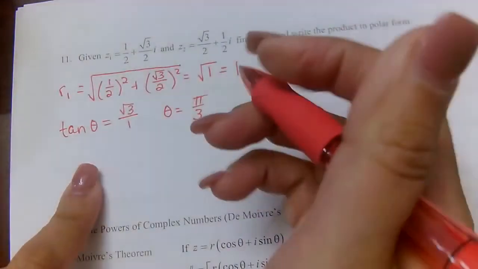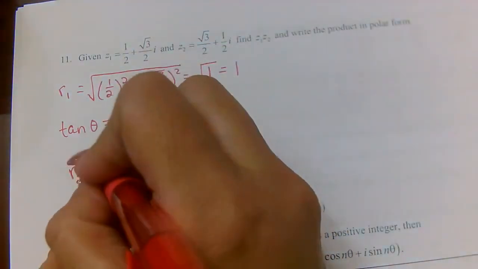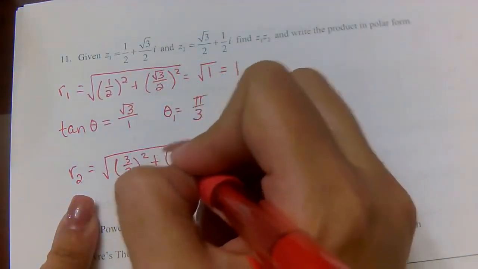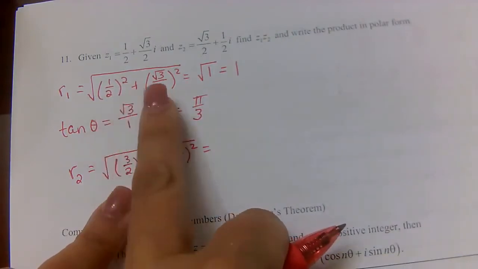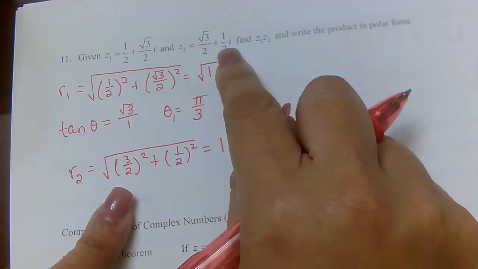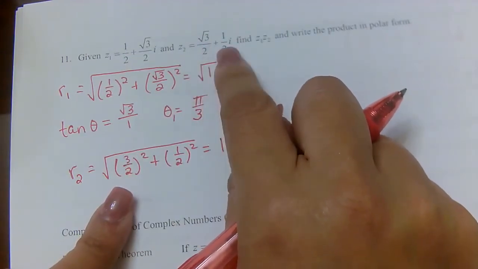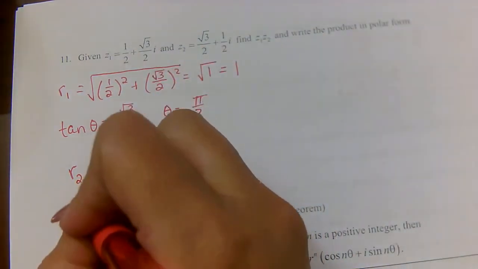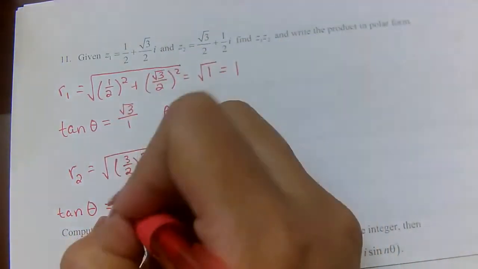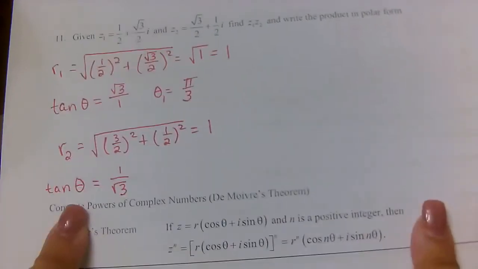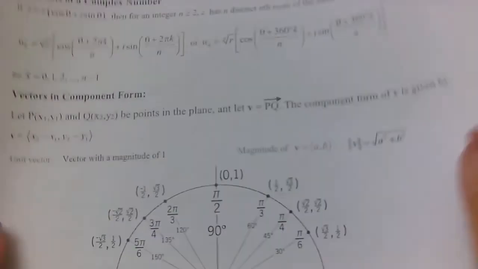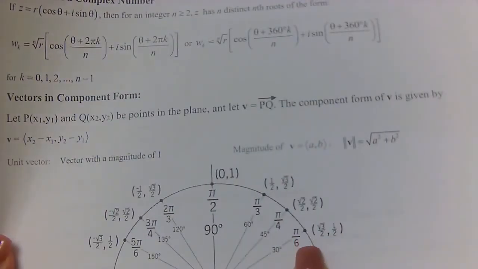So I'm going to look for r2. r2 is going to be equal to the square root of 3/2 squared plus 1/2 squared. Notice it's essentially the same thing as I have up here, so my answer will be 1. Theta for the second form is going to be also in quadrant 1. So I can say that tangent theta is going to be equal to 1 over the square root of 3. Okay. Use the unit circle to find theta. Okay. Theta is going to be equal to pi over 6.